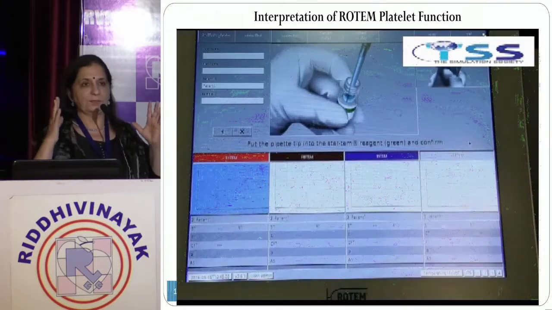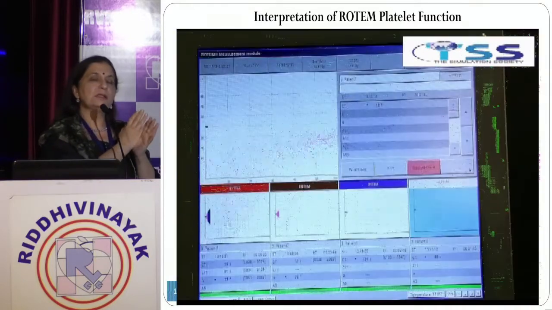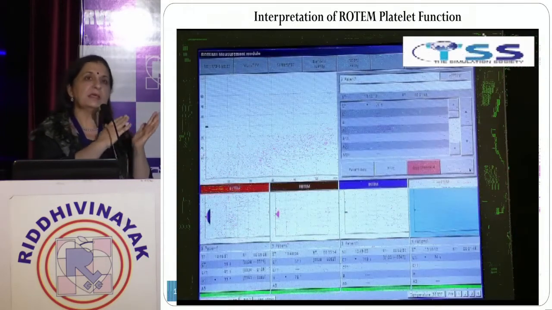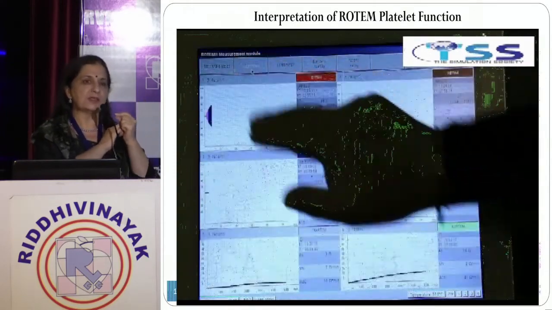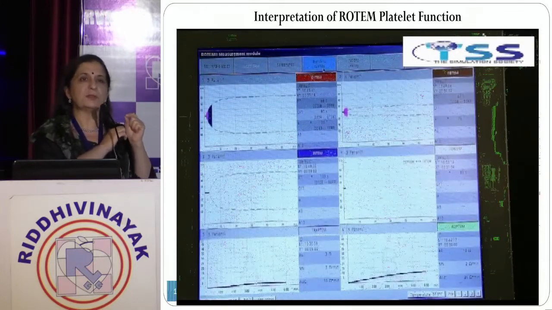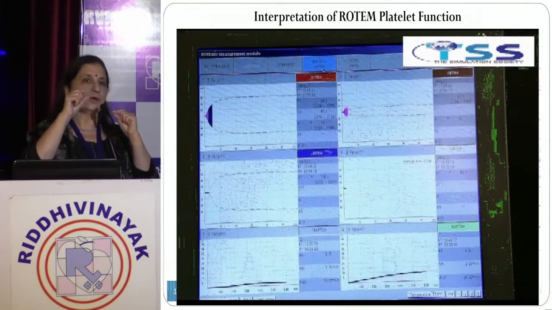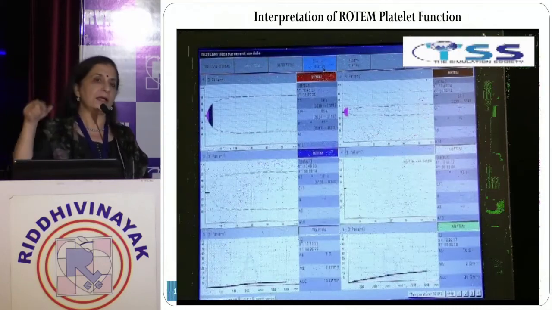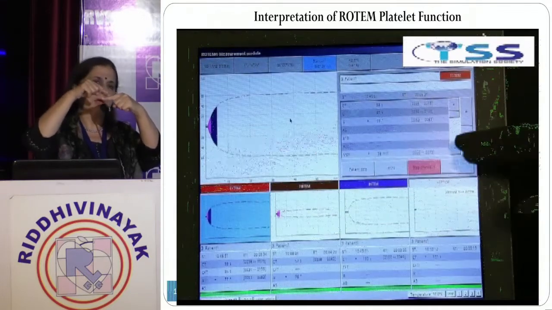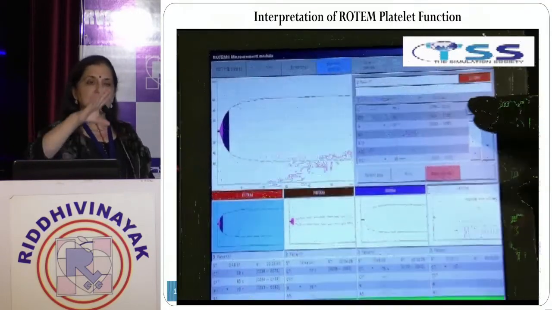You have 4 channels. These 4 channels, the extem and the fibtem go together, and the intem and the heptem go together. These are channels which have neutralizing factors inside them in those small cuvettes, whether it is ellagic acid for intem and heptem, or something like calcium chloride. You have a tissue factor to which you add patient's arterial blood, 0.4 ml, in that cuvette. You run it in an electromagnetic field with a cup and a pin moving, and this cup houses your patient's blood with the tissue factor in between, and you get this kind of a signature.